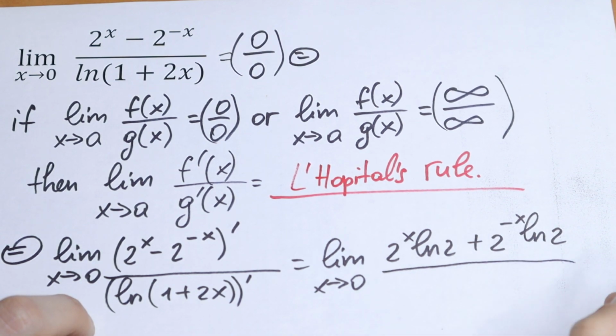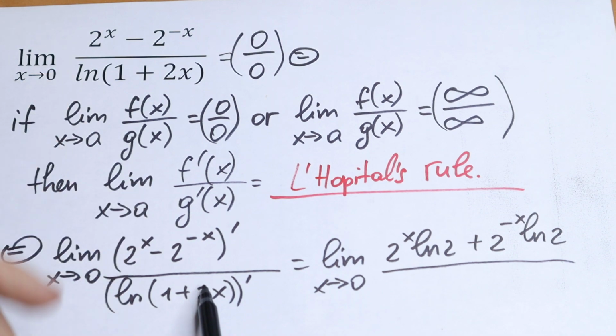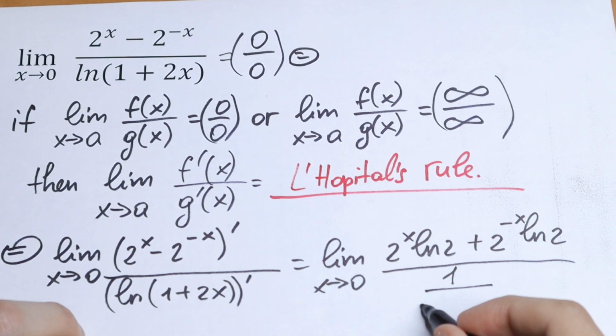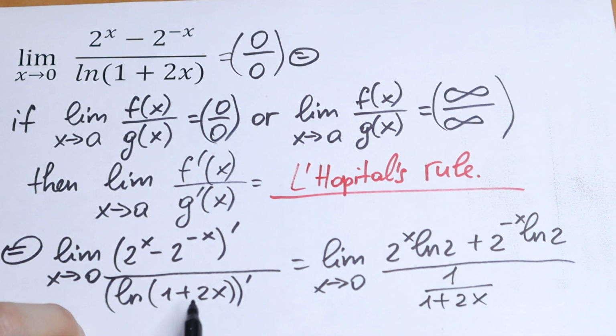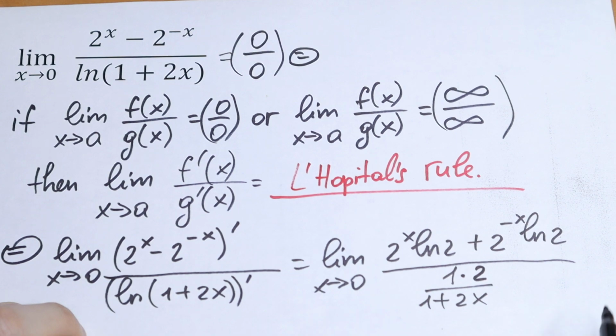And what we will have in our denominator is, of course, the classic case. The derivative of natural log will be 1 over x, but in our case we have 1 over not x, but 1 plus 2x. And we need to multiply by the derivative of this function, because right now we found the derivative of the natural log, but the next step is to multiply by the derivative of 1 plus 2x, which will be equal to 2. So 2 times 2.